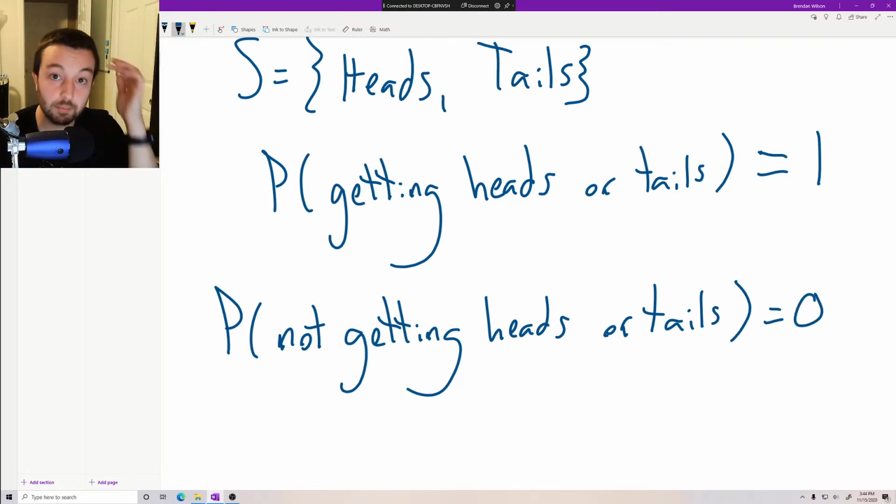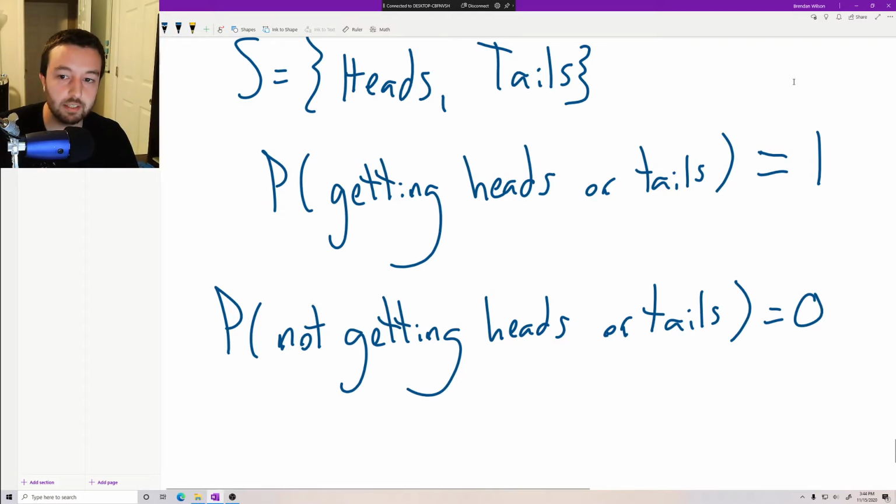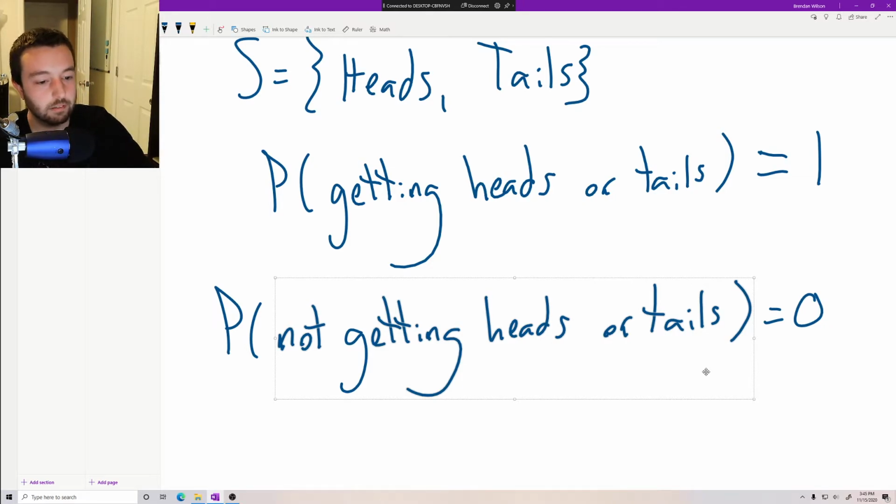Okay, because that would be the complement probability. You would do 1 minus the probability of getting heads or tails, which is 1. 1 minus 1 is 0. So getting heads or tails, at least one of them, is a certain event. Not getting heads or tails is an impossible event, right? So you could think like flipping the coin and it landing on its side. Could it happen? Maybe. I don't know. But we still are calling it impossible, and we're still saying that there's a probability of 0 for that to happen. Okay.